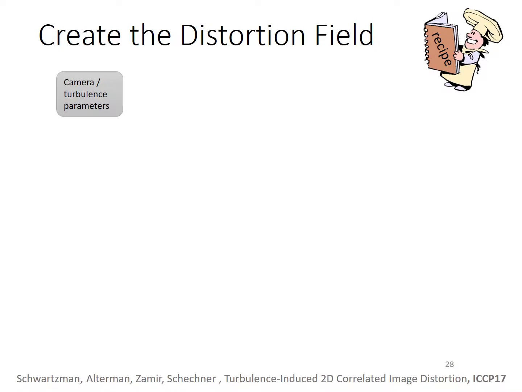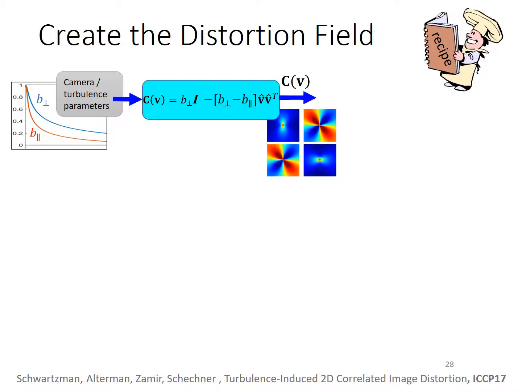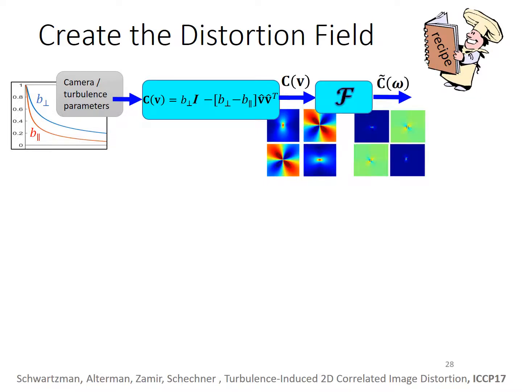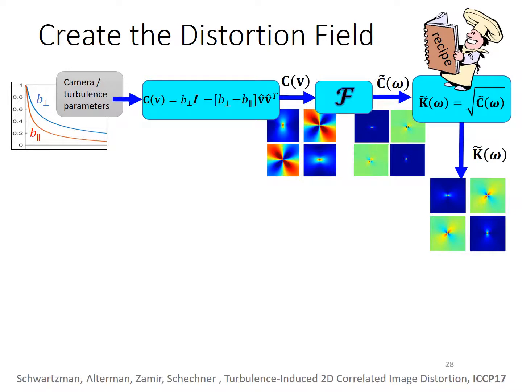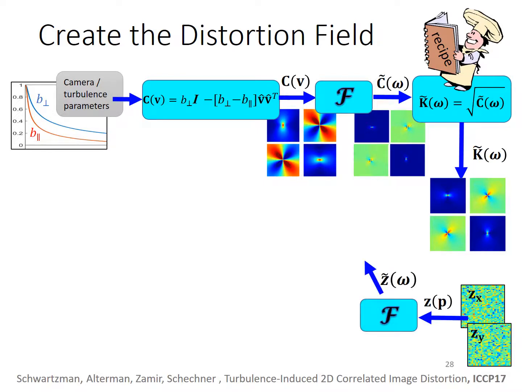Our theoretical recipe is the following. Given camera and turbulence parameters, compute the theoretical correlations B. Then compute the matrix-valued correlation. Perform a Fourier transform of the correlation function. Take the square root to obtain the matrix-valued kernel in the Fourier domain. Sample a Gaussian white noise vector field. Apply the Fourier transform to the noise field and multiply with the kernel to get the Fourier transform of the distortion field.